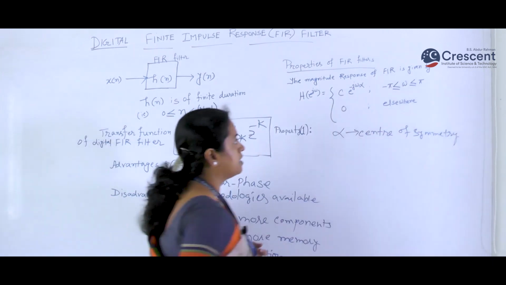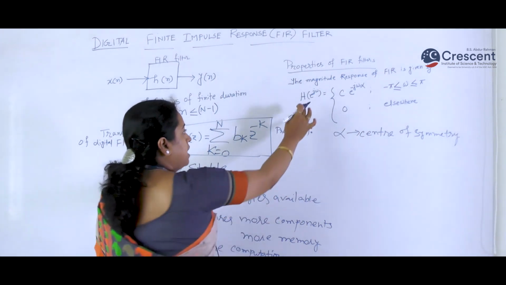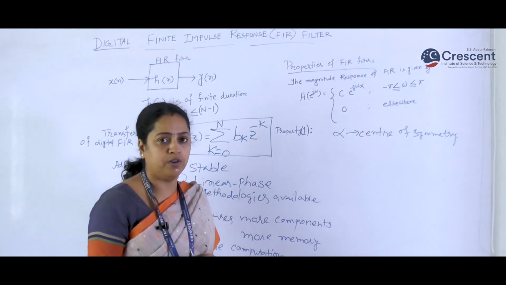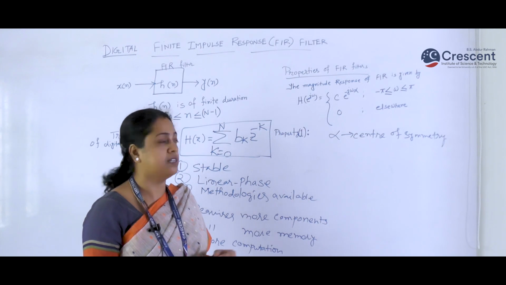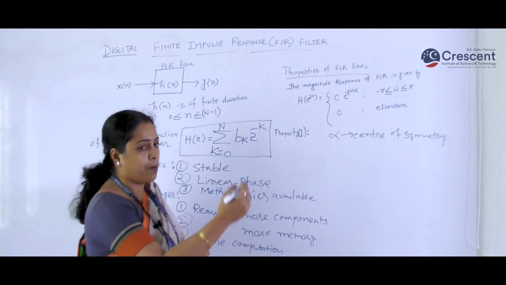So this alpha is called the center of symmetry, omega is nothing but the frequency, and this H of e power j omega is the magnitude response. So in case of an FIR filter, the magnitude response has this form. So what are the properties of FIR filter?